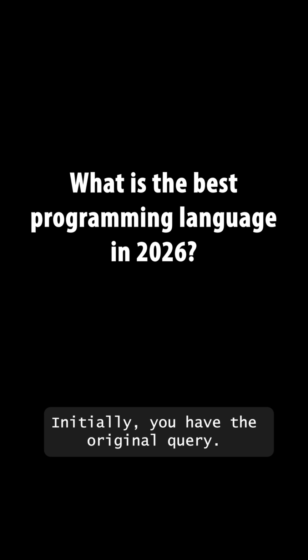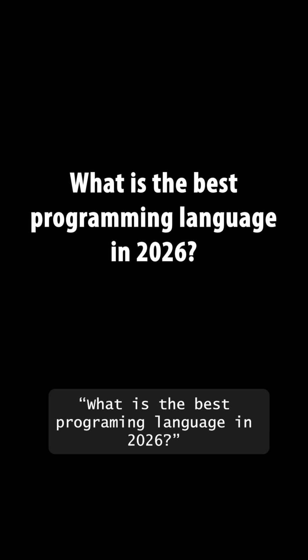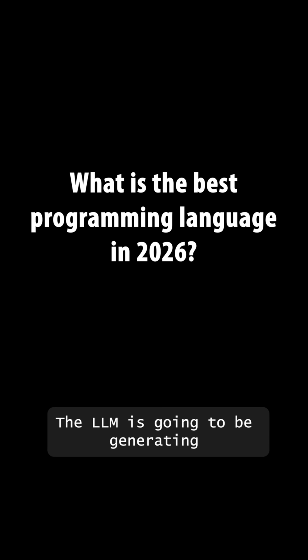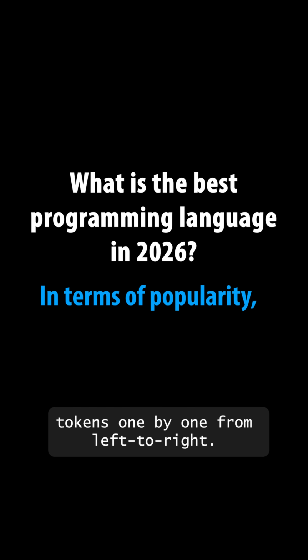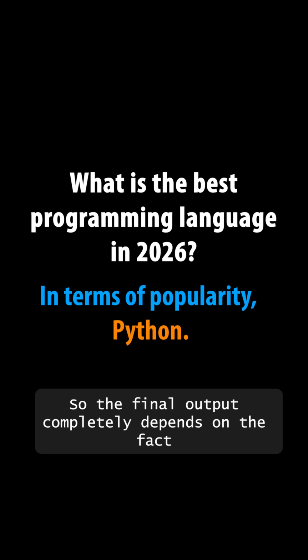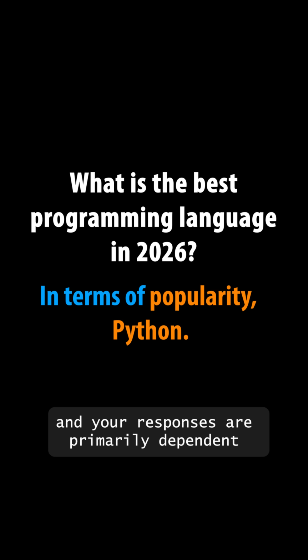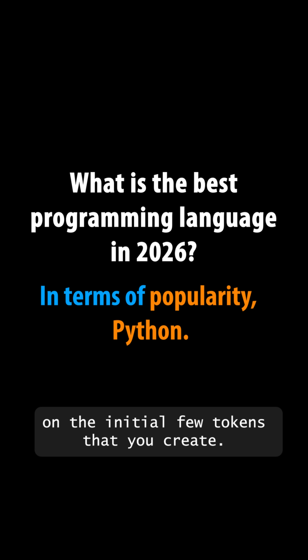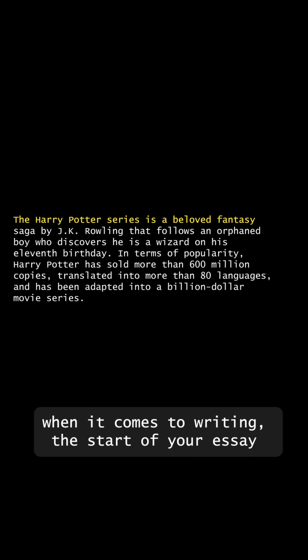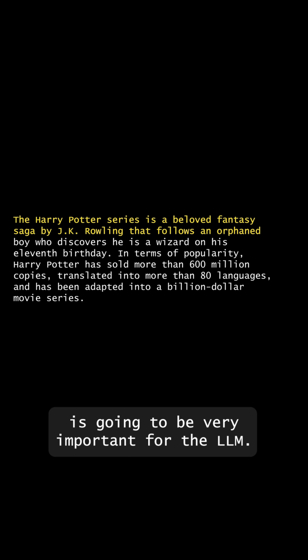Initially, you'll have the original query: what is the best programming language in 2026? The large language model is going to be generating tokens one by one from left to right. So the final output completely depends on the fact that you have chosen popularity, and your responses are primarily dependent on the initial few tokens that you create. So when it comes to storytelling, when it comes to essay writing, the start of your essay is going to be very important for the large language model.